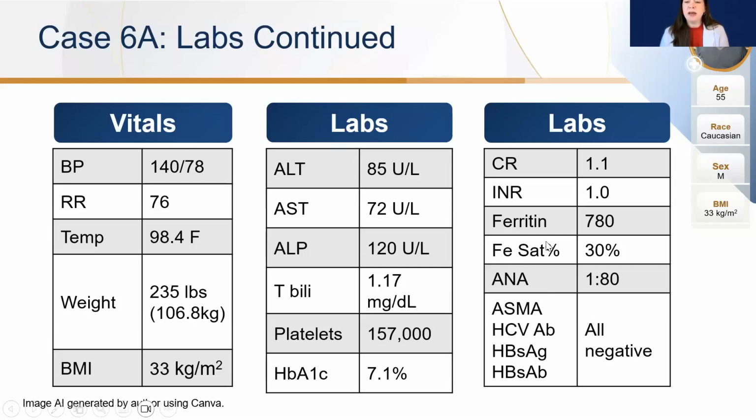And then when we look at his other metabolic panel, we see that he's got a creatinine of 1.1, maybe a little bit of chronic kidney disease secondary to his high blood pressure and diabetes. INR is good, so no clotting or coagulopathy at that time. Ferritin is elevated at 780, so that's a little bit higher than we normally see, which could be a sign of inflammation, but just something to keep in mind. Iron saturation otherwise is normal. ANA may be a little bit elevated, but we see that smooth muscle antibody is negative, and he doesn't have any signs of acute viral hepatitis.